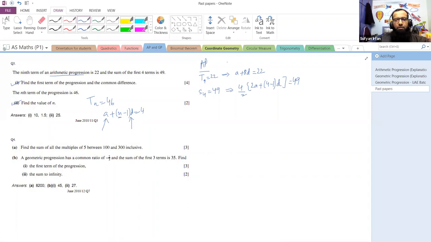Malik, waiting for your answer. What do you think? Is it a geometric progression or arithmetic progression? Musa has already given his answer. Very good, Malak. Musa, it's not a geometric one, it's an arithmetic one. Malak, can you explain how come it's arithmetic?